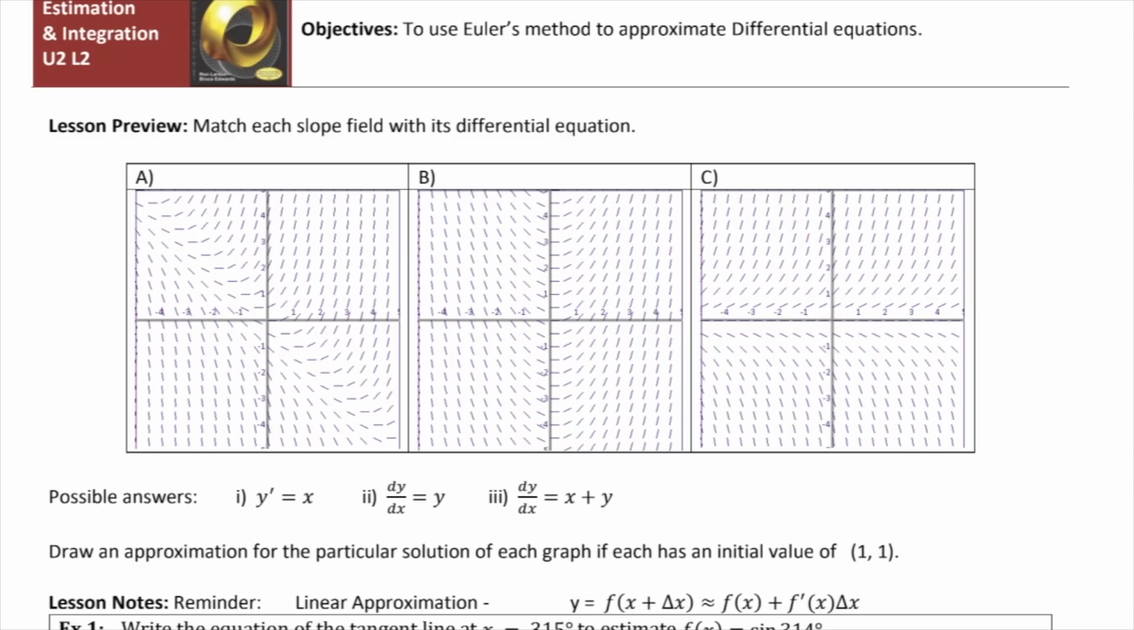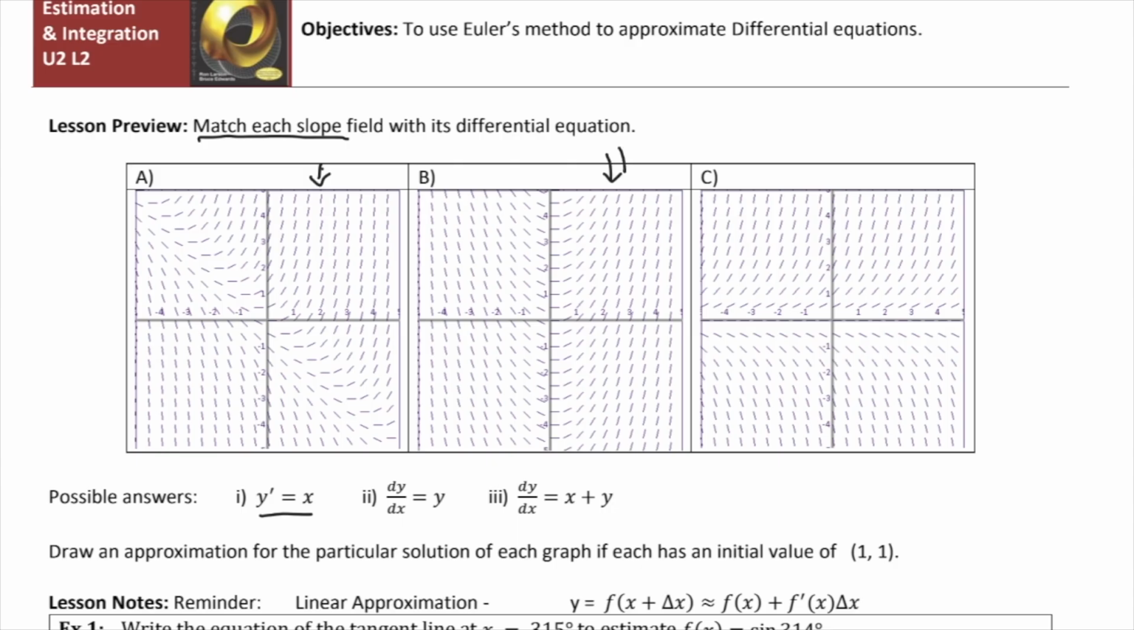So for today's lesson preview, you are to match each slope field with its differential equation. If you take a look at your first differential equation, it is a function of x. So if x is equal to 2, then all of your slopes would equal 2. So check out your x values all equal 2 and match which one works.